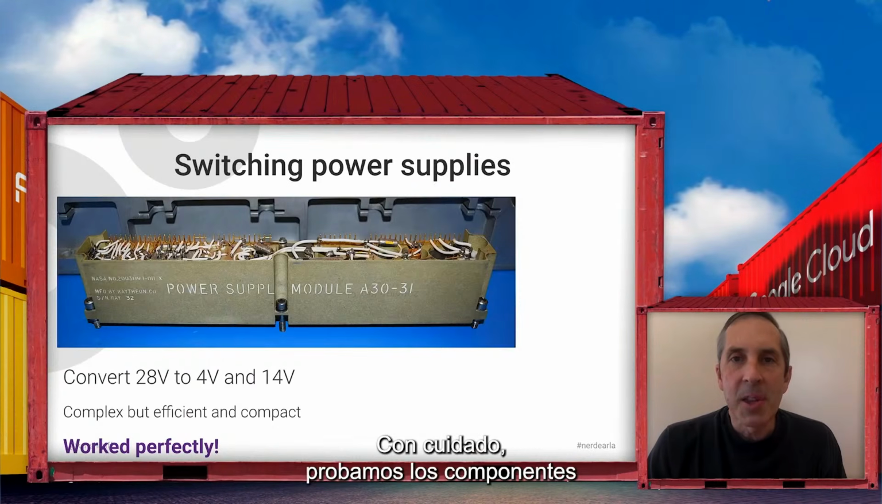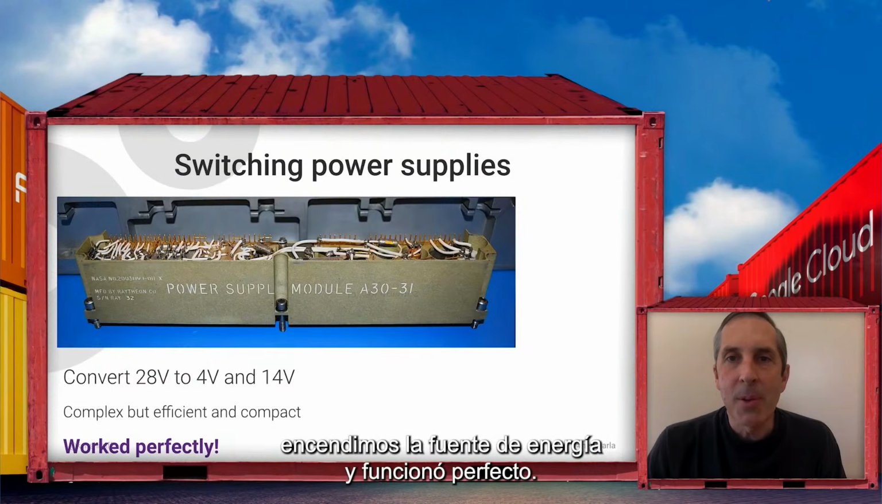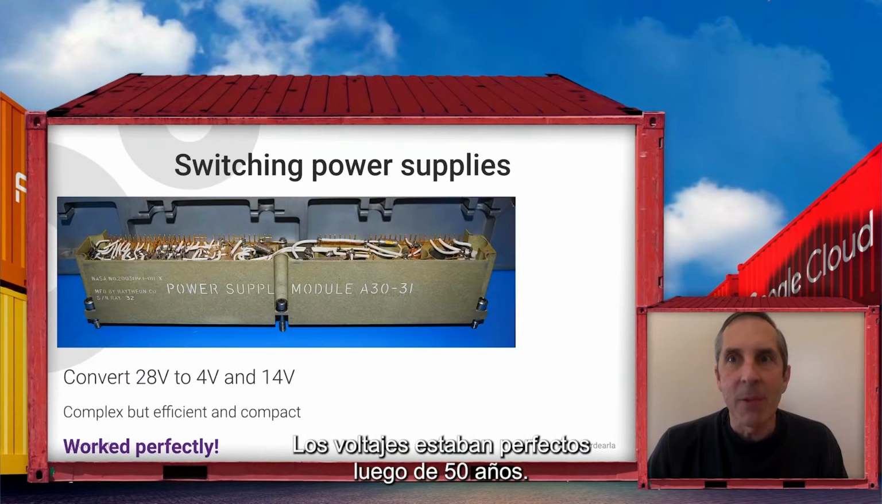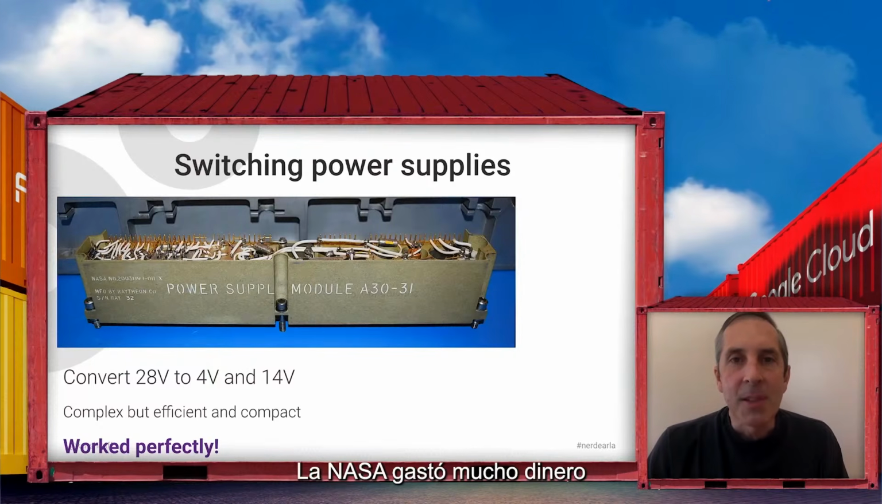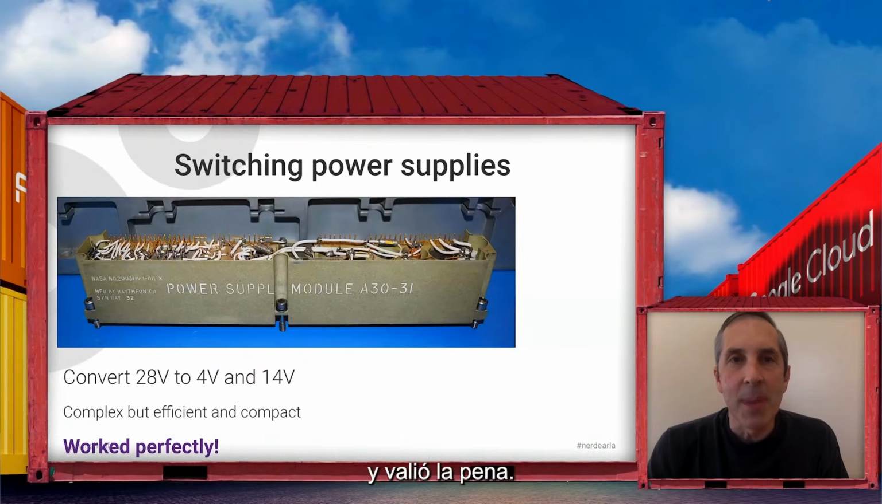We carefully tested the components, no bad capacitors or anything else. Then we powered up the power supply and it worked perfectly. The voltages were exactly right after 50 years. NASA spent a lot of money on highly tested aerospace grade components and it paid off.